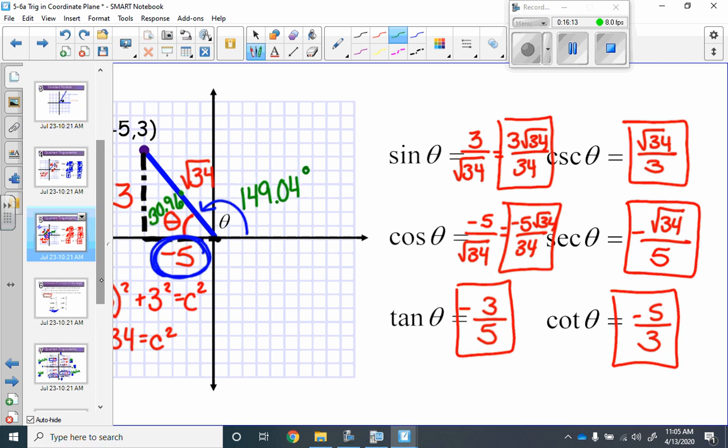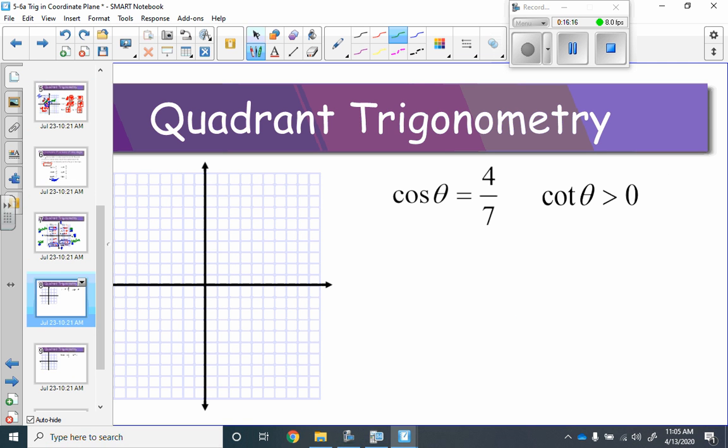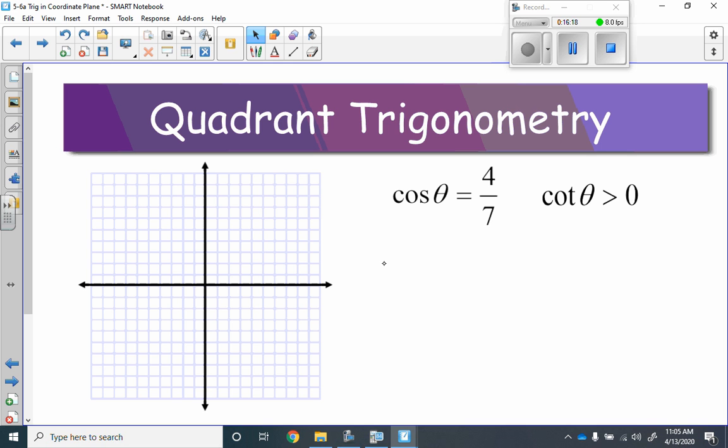So now let's take a look at another example here, where I give you a trig ratio, and you have to find the other 5 trig ratios along with that. So cosine of theta is equal to 4/7. Cotangent of theta is greater than 0. Now that's going to be important here in a minute. There are 2 quadrants where cosine is positive. Remember, all students take calculus.